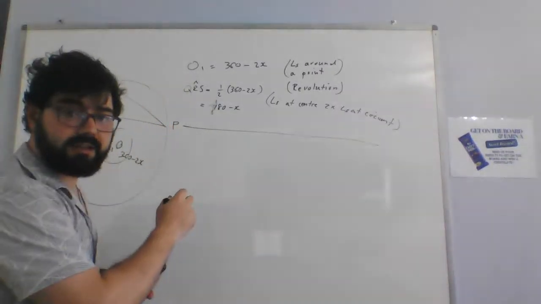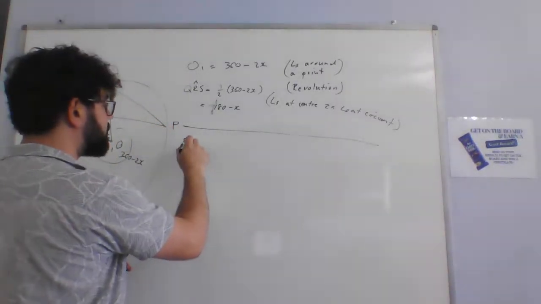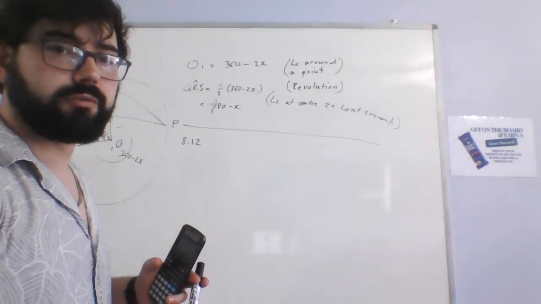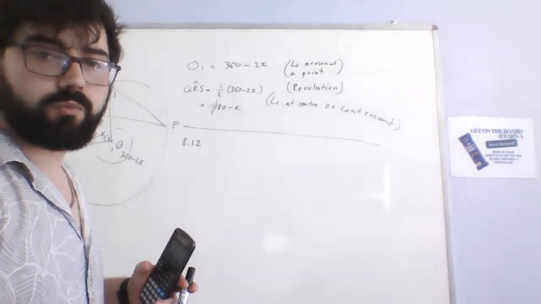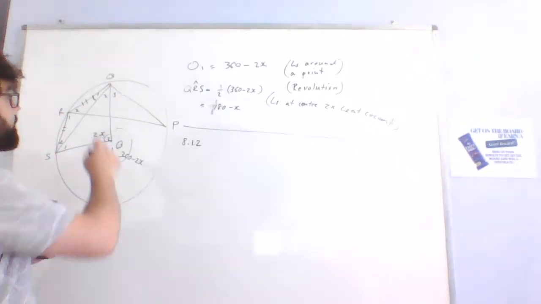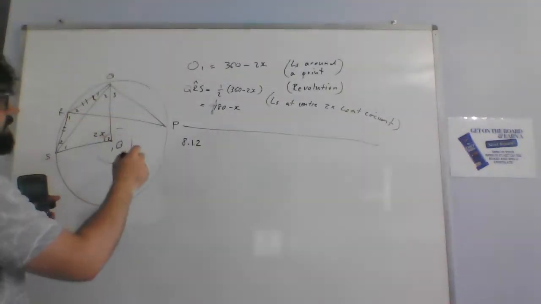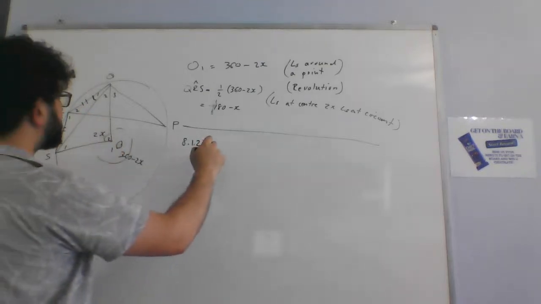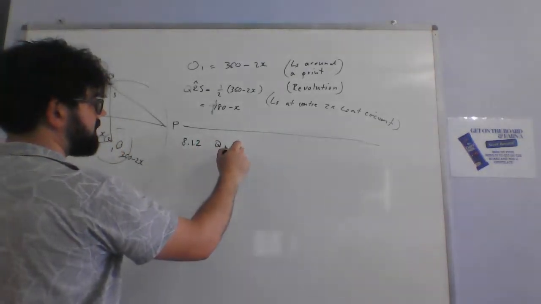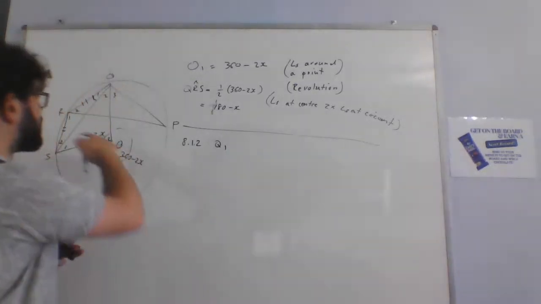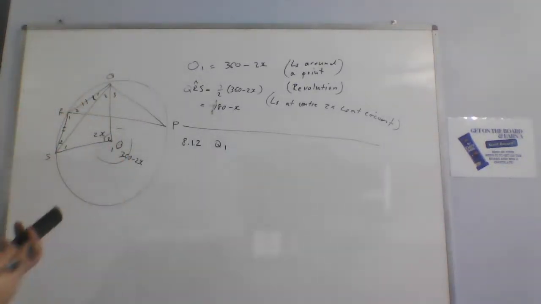So for 8.1.2, we are looking at Q1. Now, what we do there with an isosceles triangle like this is we know what R is. So we can say that Q1 is going to be like 180 minus R over 2.